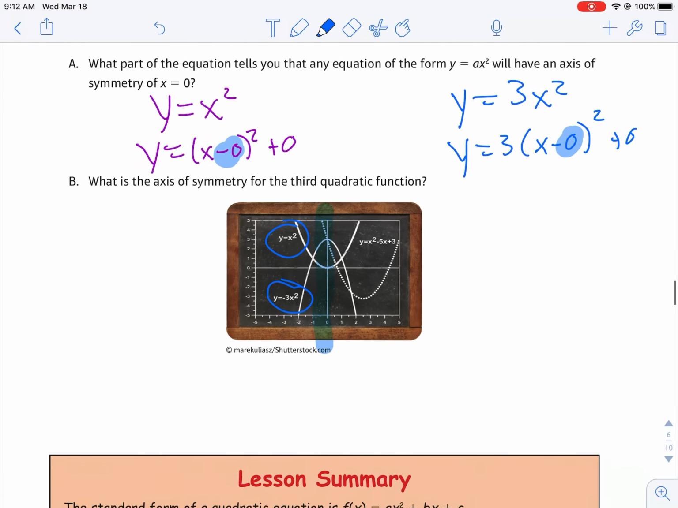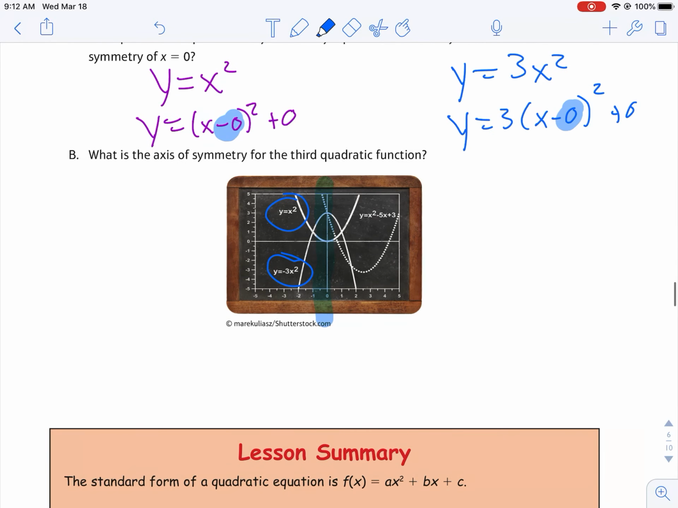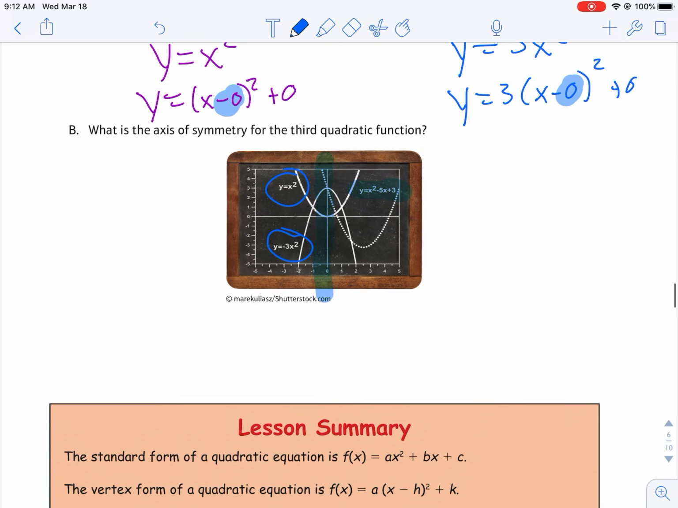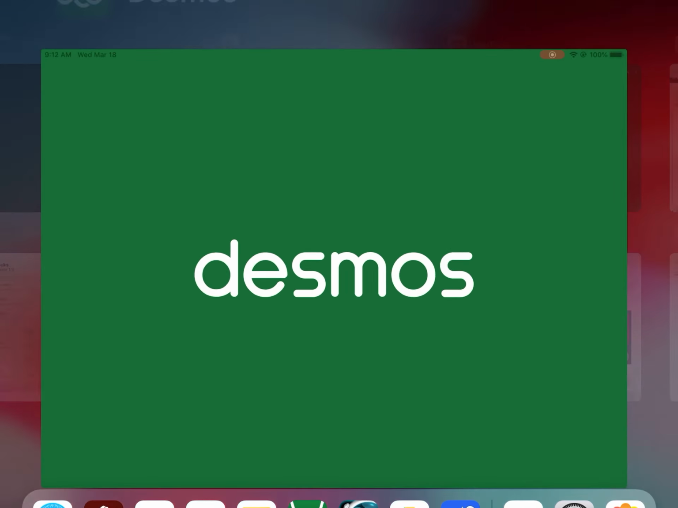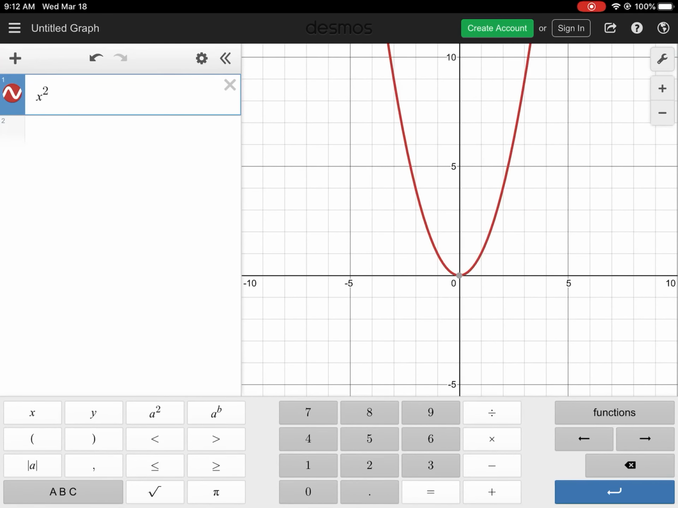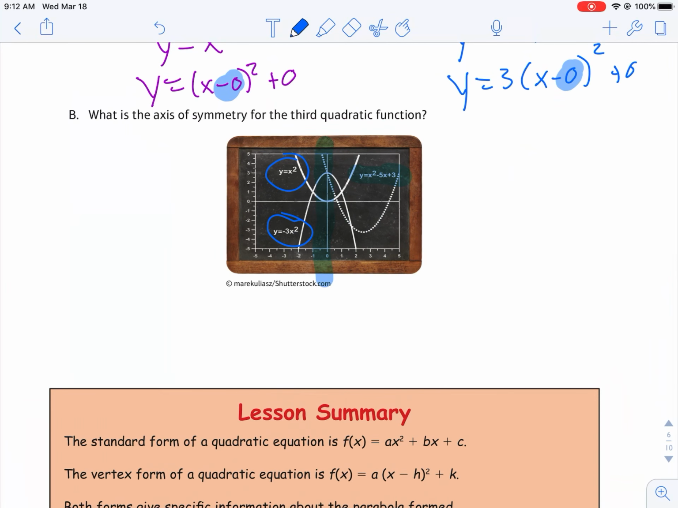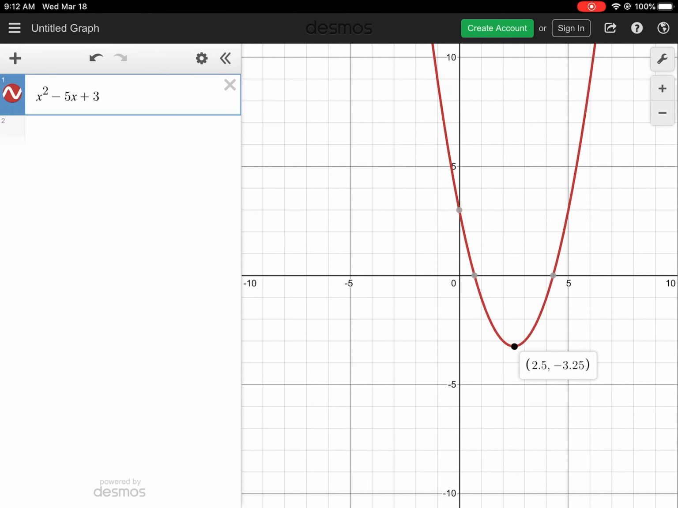Okay. What is the axis of symmetry for the third quadratic function? Well, for our quadratic function right now, this is in standard form. So let's go ahead and try to change that to vertex form. This one is a little bit more difficult than going the other way around. Okay. I'm going to use Desmos to demonstrate this. So I have x squared minus 5x plus 30. Okay, and I encourage you guys to use Desmos at home as well.